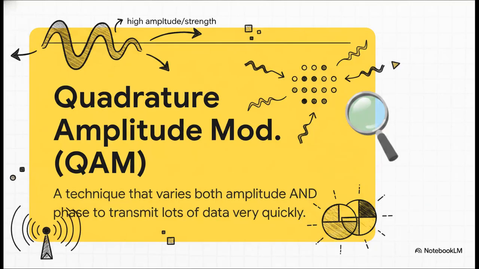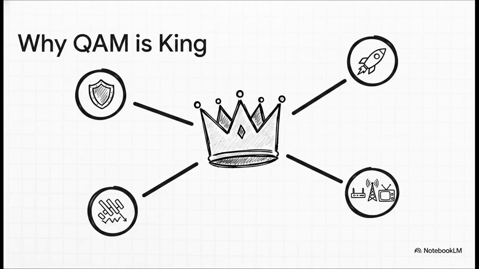Quadrature Amplitude Modulation, QAM for short, is basically doing two things at once. It can create a wave that is not only high strength, but also facing backward, or maybe low strength and facing forward. By combining multiple levels of amplitude with multiple phase shifts, you can suddenly pack a ton more information into the exact same signal. And this is why QAM is the king of modern communication. It gives us ridiculously high data rates, it's super efficient with bandwidth, and it's also extremely resistant to noise.